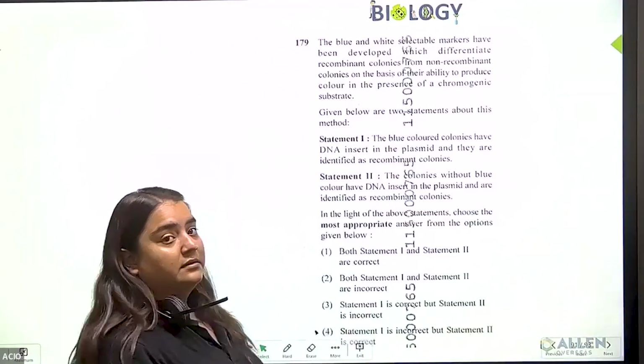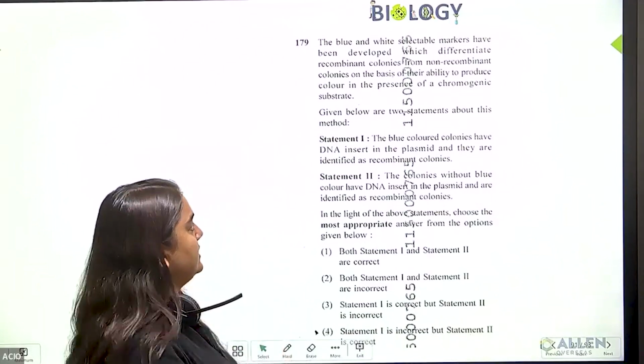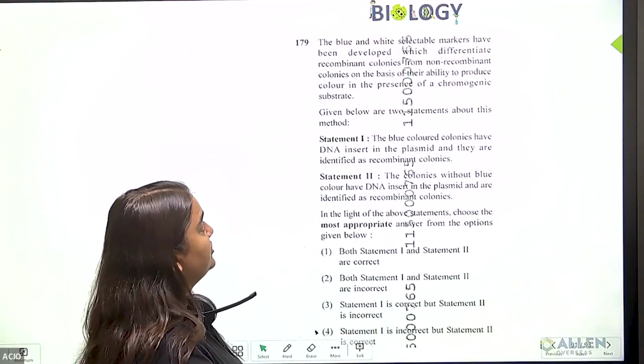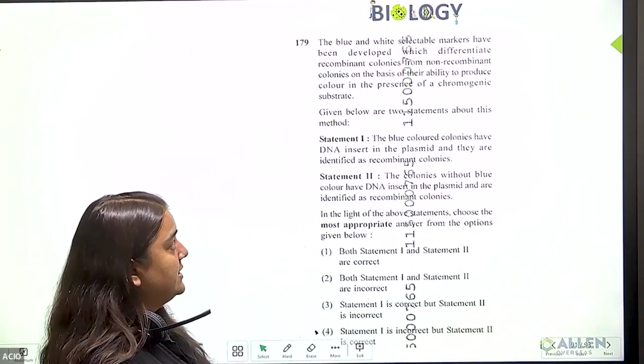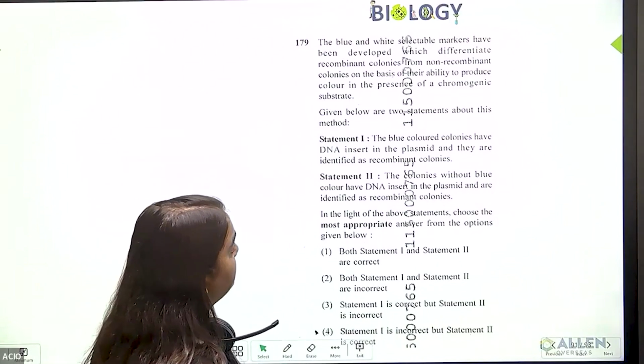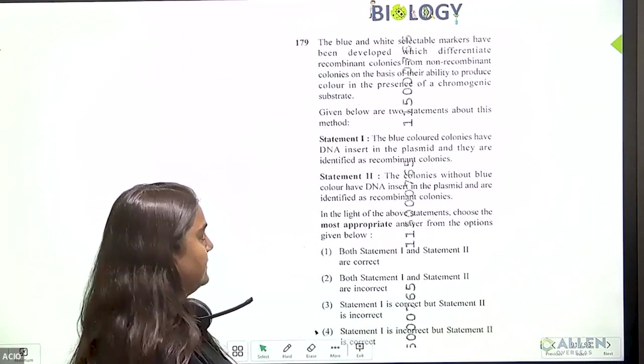179. Same question in biotechnology. We have already done blue and white colonies. Let's see. The blue and white selectable markers are being developed, which differentiate recombinant colonies from non-recombinant colonies on the basis of their ability to produce color in the presence of a chromogenic substance.